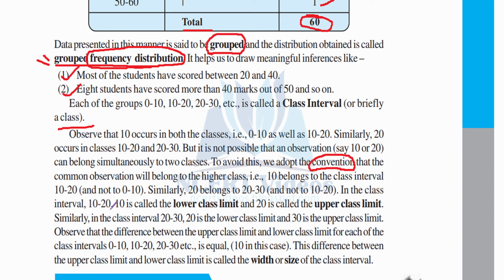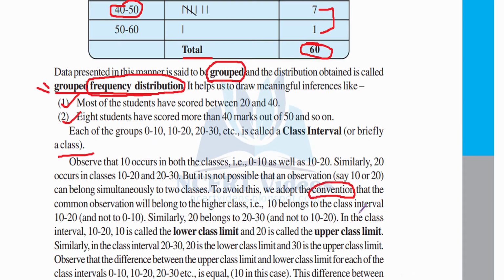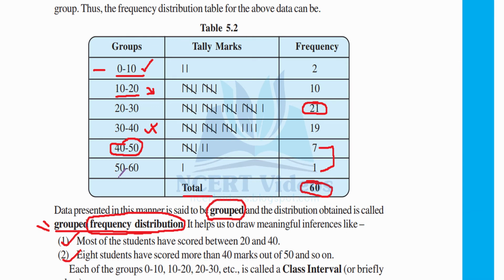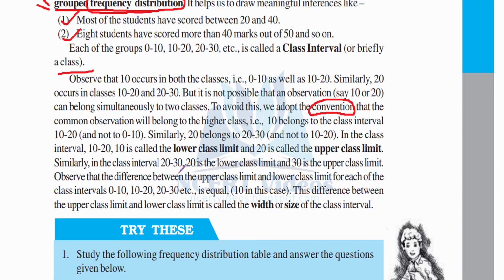In the class interval 10 to 20, 10 is called the lower class limit and 20 is called upper class limit. For an instance, here in this class, 50 will be termed as lower class limit and 60 will be called as higher class limit. So these are just the nomenclature that is globally accepted. Similarly, in the class interval from 20 to 30, 20 is the lower class limit and 30 is the upper class limit. That is what we just discussed.